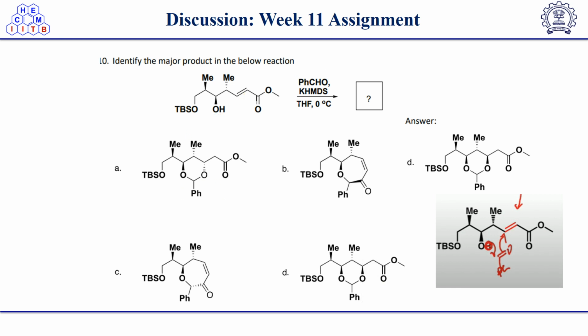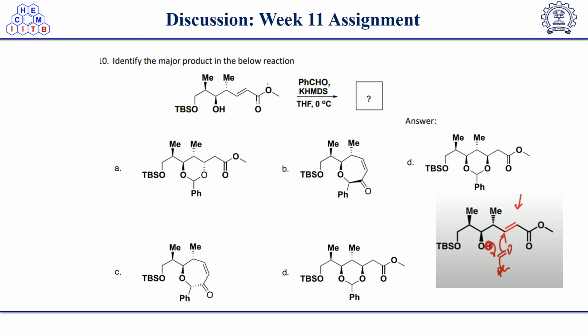So I hope it is clear. Upon treatment with this KHMDS, it will get deprotonated. It will attack the carbonyl carbon of benzaldehyde, and this O minus will then attack this alkene, and this alkene will get quenched with a proton. So that was the last question of this session, that is the week 11 assignment.